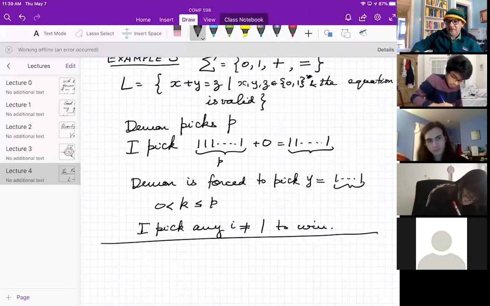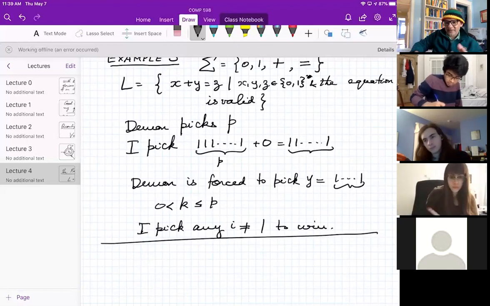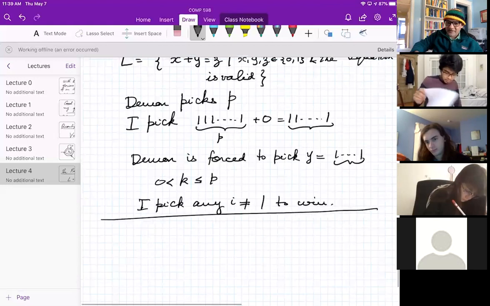Okay, so if you say, I have a language which consists of all binary additive statements about binary numbers, no way can that be regular. But that should not be a shock.